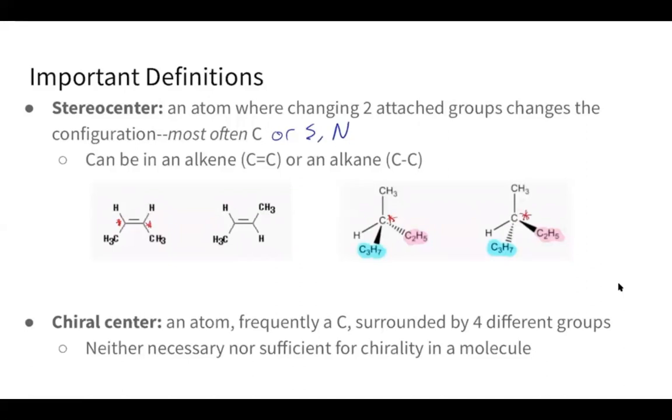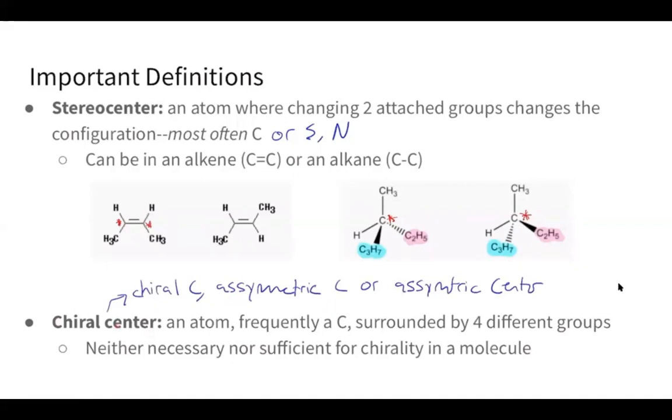Our next definition is a chiral center. And you might hear the following terms used instead of a chiral center. Chiral carbon, asymmetric carbon, or asymmetric center. I brought these three alternate terms up because you might hear your TAs using them, or you might hear them used in other lectures in the week, and I didn't want you to be confused.